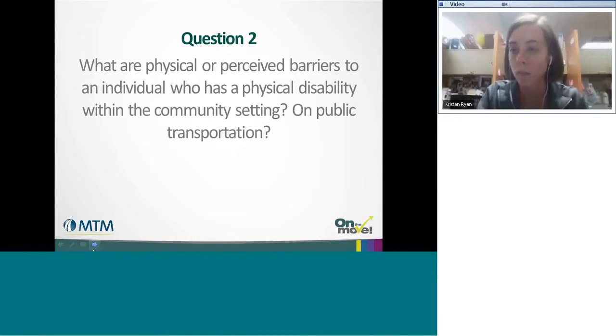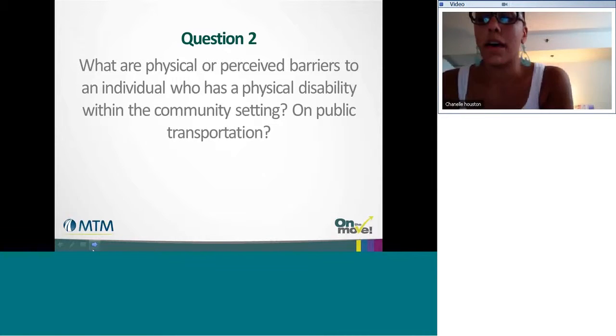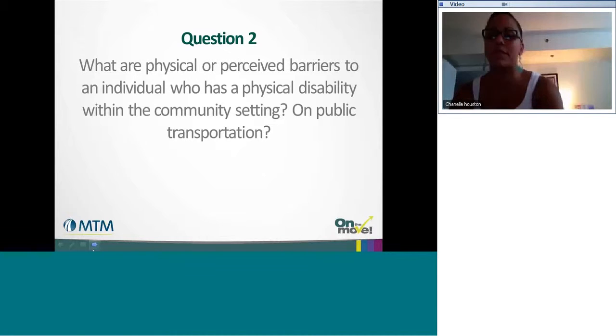Okay, so question number 2, what are physical or perceived barriers to an individual who has a physical disability within the community setting, and then also on public transportation? So within the community, barriers include lack of curb cuts or items in a pathway, for example, trees, steps, utility poles. These items present a challenge for the person with a disability to get where they need to go.